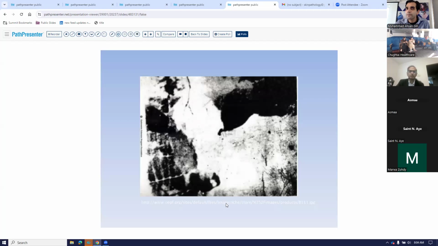What your mind doesn't know, the eyes will not see. This is something that I've always stressed upon. You have to first start looking at the slide carefully and see what you see on the slide, rather than jumping to a diagnosis. This is an example of what the mind doesn't know, the eyes will not see.